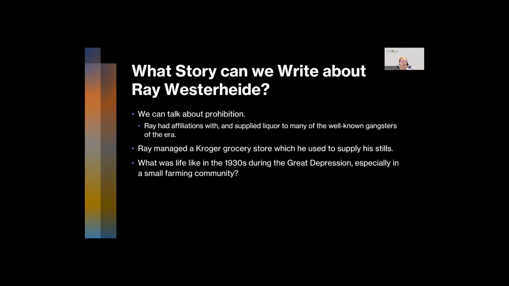I know that he managed a Kroger grocery store. I can look in the advertisements and it says, the Kroger grocery stores manager, Ray Westerheide. I did find in one of the newspaper articles talking about how he used the sugar supplied to his grocery store to supply his stills for his alcohol production. And we can look through those newspapers and we can tell what life was like in the 1930s during the Great Depression, during Prohibition, in a small farming community, because we're looking at a local newspaper telling those stories.